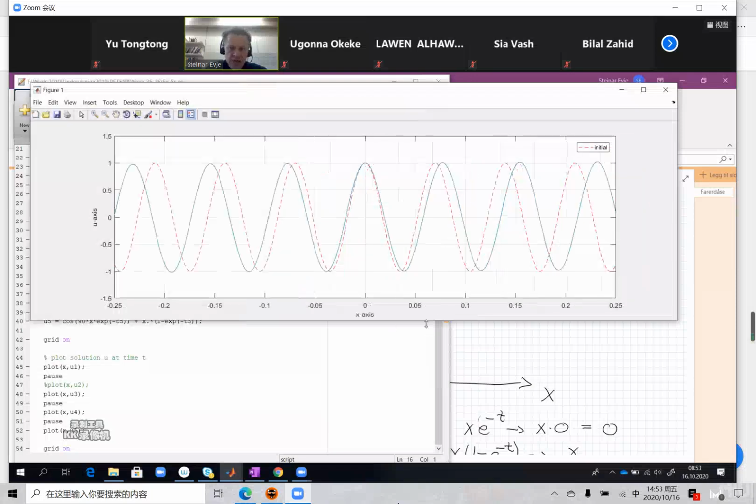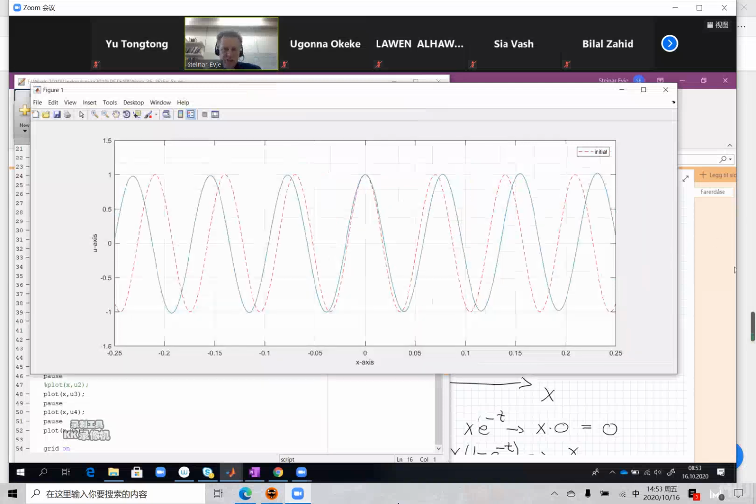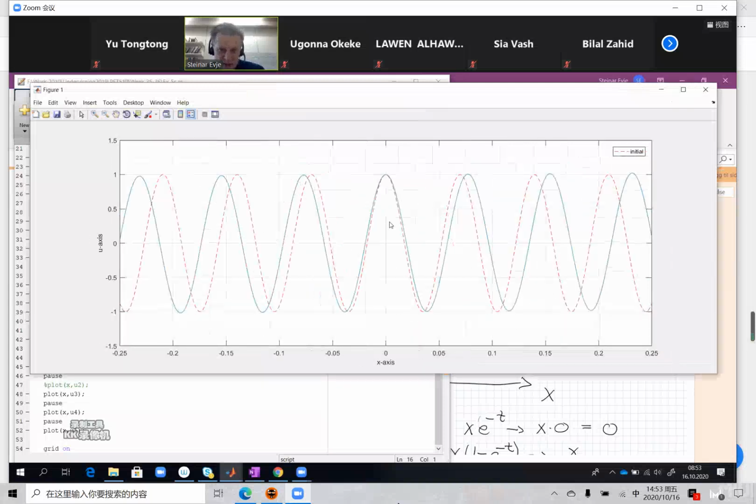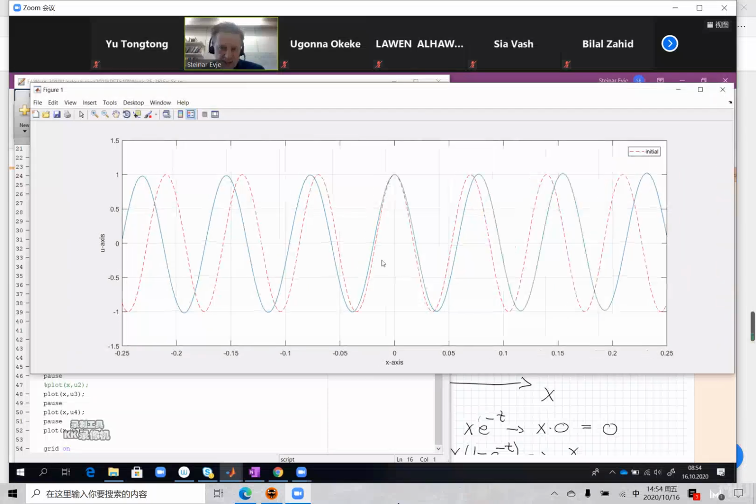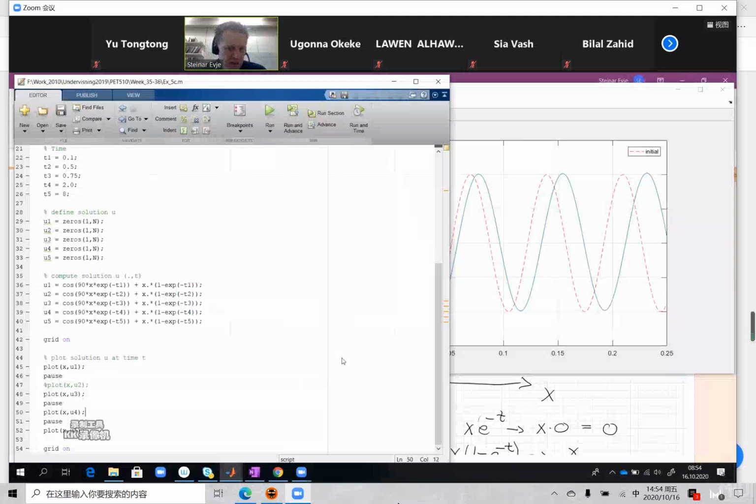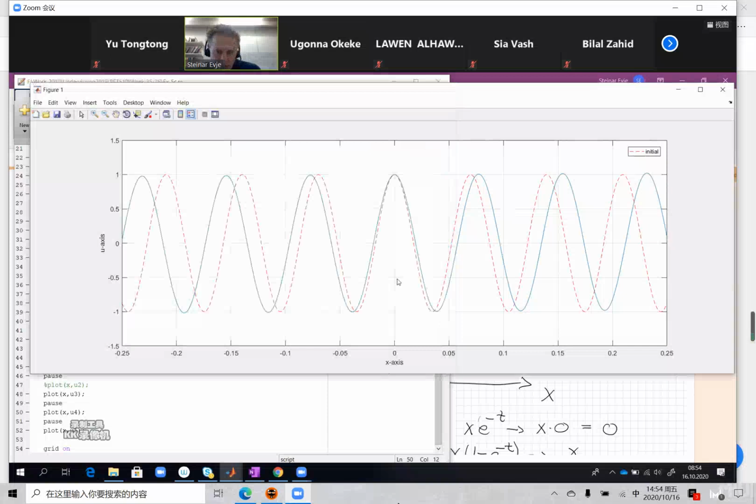Here we use the fact that this phi is a sinus function, and we plot it from minus 25 to plus 25. The red dashed line is the initial data, and the blue solid line is the solution after a small time step. Let's see, what is the time step here? 0.1. So we can ask the question, what kind of transport effect takes place here?